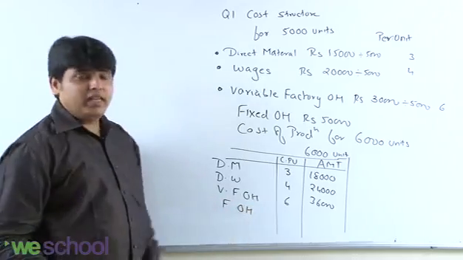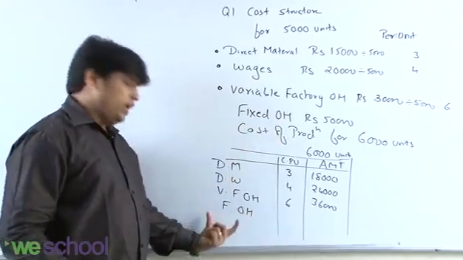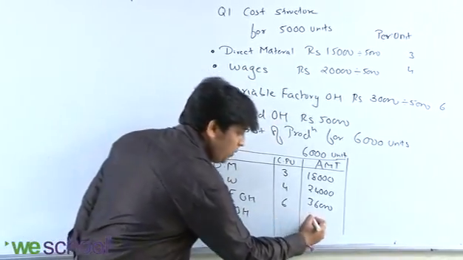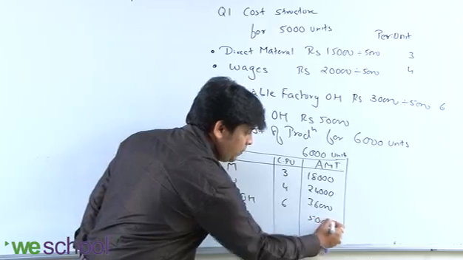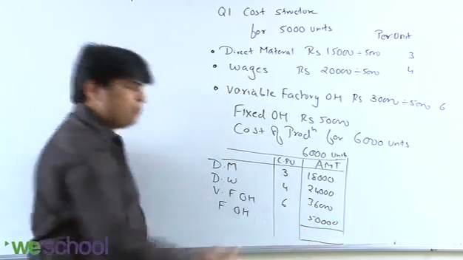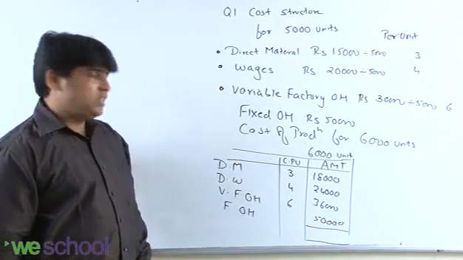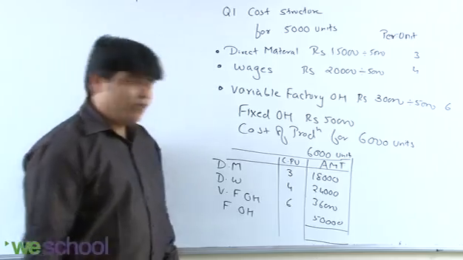Sir, why are you changing? It was fixed overheads. So, okay, here also I will take fixed overheads. For fixed overheads, I will not see CPU, but I will take the amount the same. That gives me the cost of total production of 6,000. So, please calculate for me.